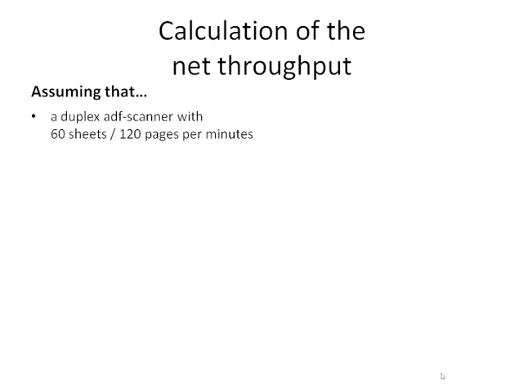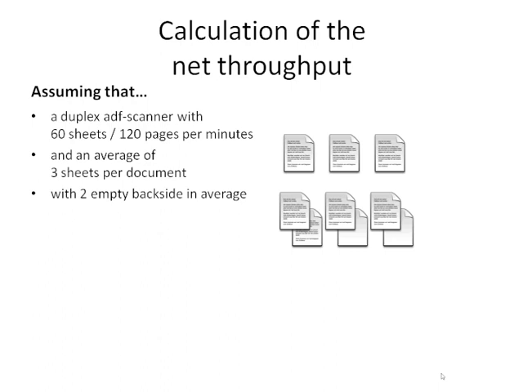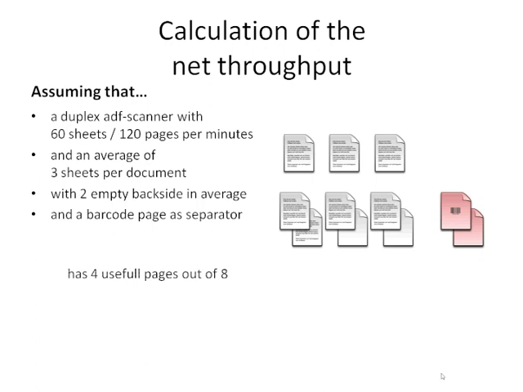Let's assume that we have an ADF scanner with 60 sheets and 120 pages per minute in duplex mode. Let's also assume that we have an average of 3 sheets per document and maybe 2 empty backsides. Additionally, we have the need for a barcode page as a separator. Taking all this into account, we have 4 useful pages out of 8, and that means we have a net throughput of 60 pages per minute.